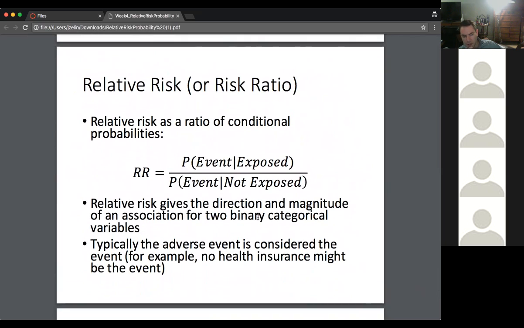And this is the relative risk formula. You're looking at the probability of an event occurring given that you were exposed in the numerator. And in the denominator, you have the probability of the event given that you were not exposed.